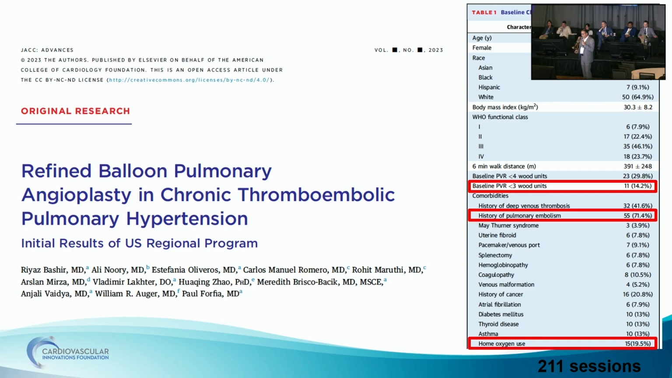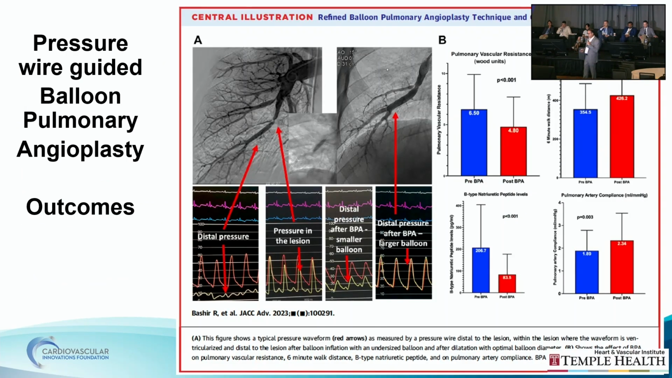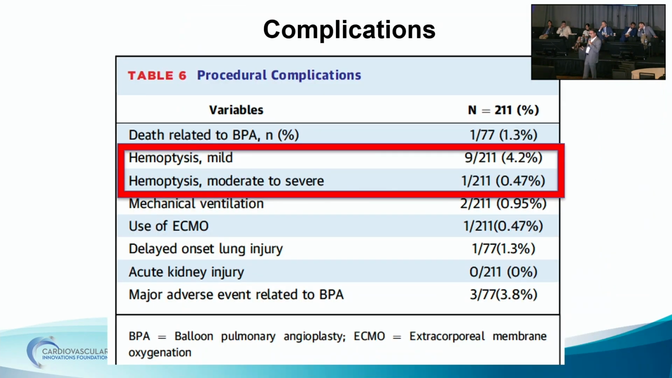And we reported our initial experience of 211 sessions in JACC last year. And you can see that there was a significant reduction in pulmonary vascular resistance, a 70-meter increase in 6-minute walk distance, a significant decrease in BNP, and improvement in pulmonary artery compliance.